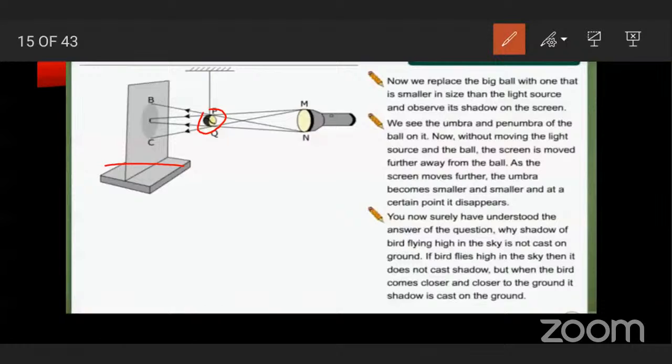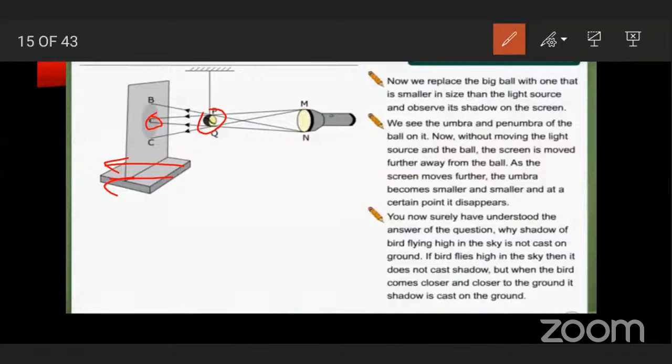If we take a small object smaller than the light source, and at that time we move the screen further, then what will happen? The umbra becomes smaller and smaller, and at a certain point it disappears. Now from this activity, you will understand the answer to the question: why is the shadow of a bird flying high in the sky not cast on the ground?